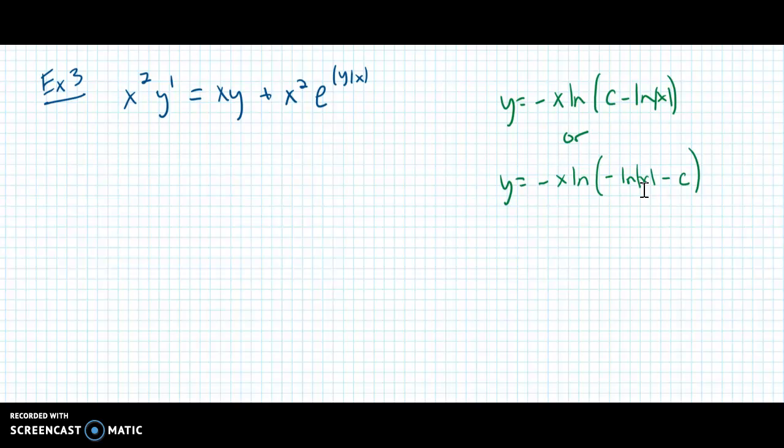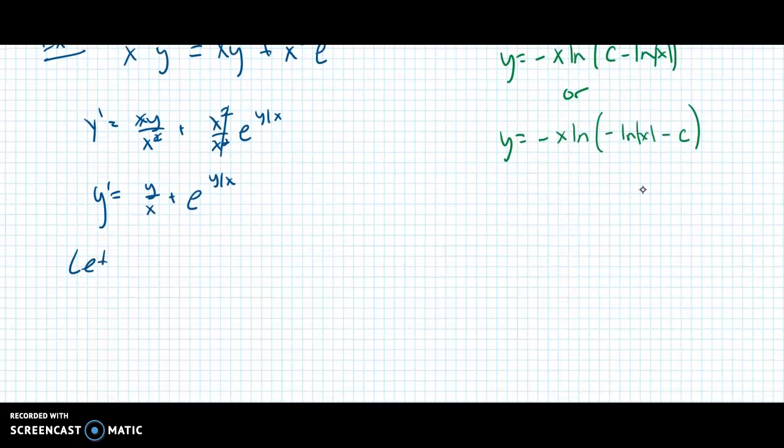Divide by x squared. That gives me y prime equals xy over x squared plus x squared over x squared e to the y over x. This cancels with that, these cancel, which gives me y prime equals y over x plus e to the y over x. This one screams at us, you should sub y over x. I think you probably see that.